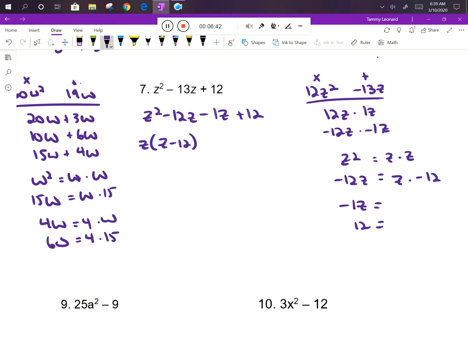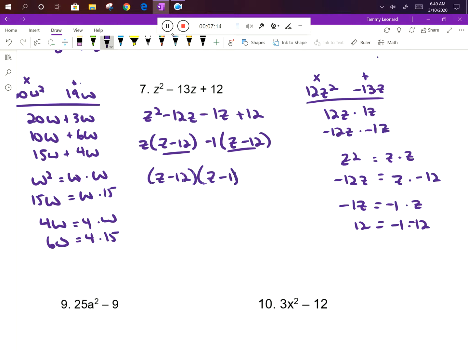Now, our first instinct might be to say that they only have 1 in common, but we're going to pull a negative 1. Remember, if the first term is negative, we always want to pull a negative sign. That'll leave a z and a negative 12 for what we need to multiply by. We can factor out a negative 1, and that will leave a z minus 12 as their binomial. Since they both have this z minus 12 in common, I can factor out the z minus 12, and the other binomial will be z minus 1.